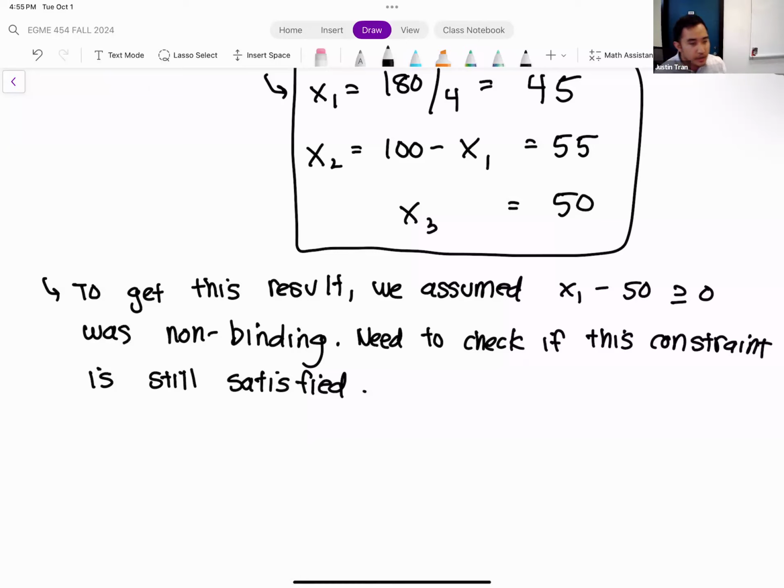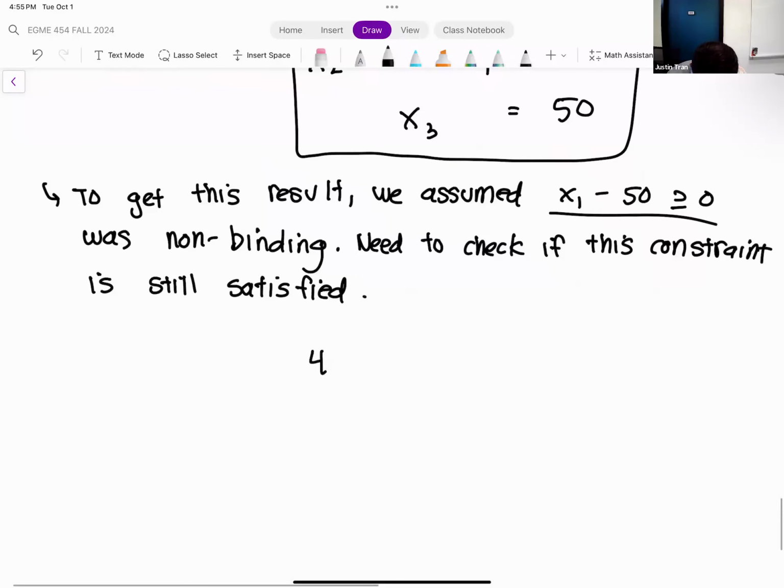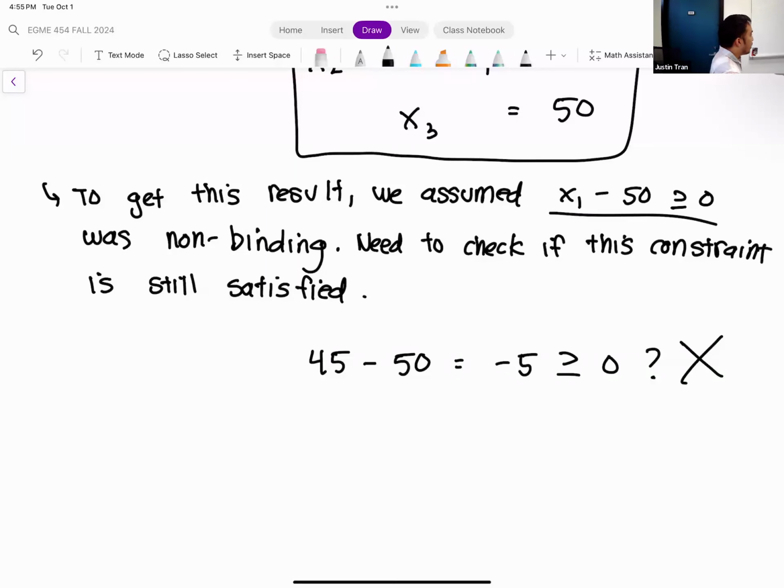And so to check if the constraint is satisfied, you're going to plug in the optimal values for the design variables and see if that's still good. This constraint only involves x1. So let's plug in our optimal value for x1, which is 45. We have 45 minus 50, which is equal to minus 5. And this constraint is satisfied if it is greater than 0, which clearly it is not. What this is telling us is that for this problem, we picked the wrong combination of constraints.